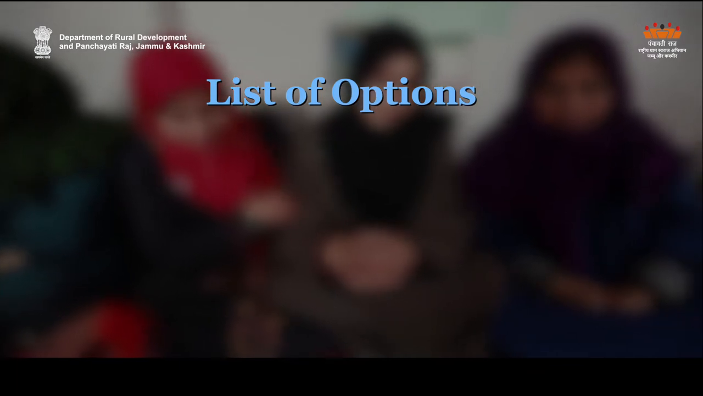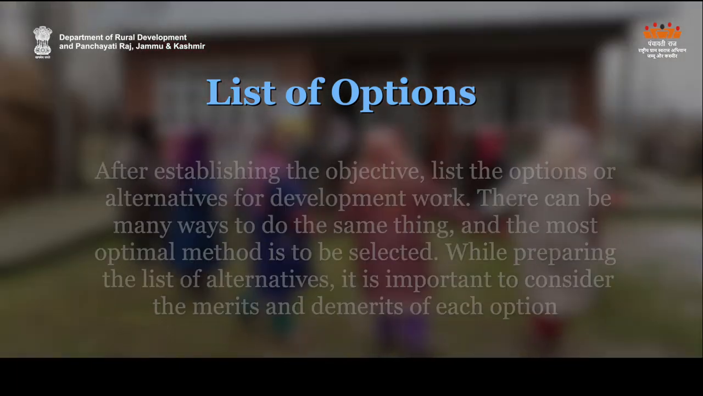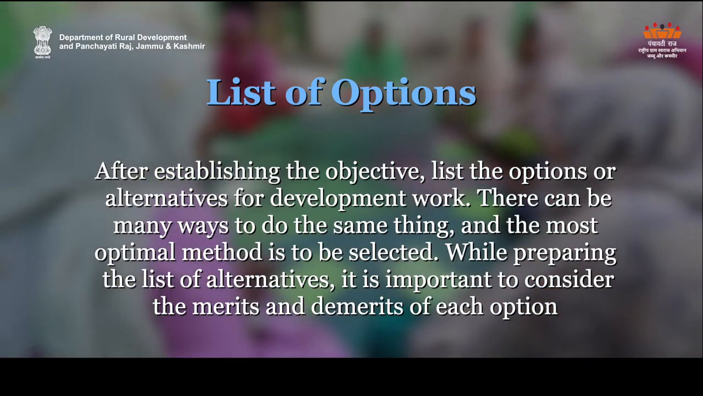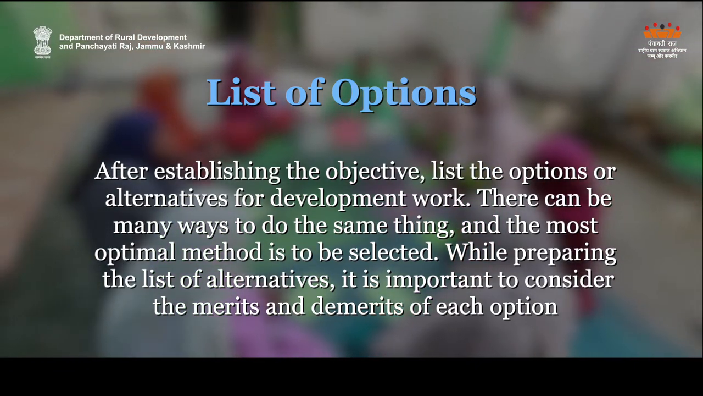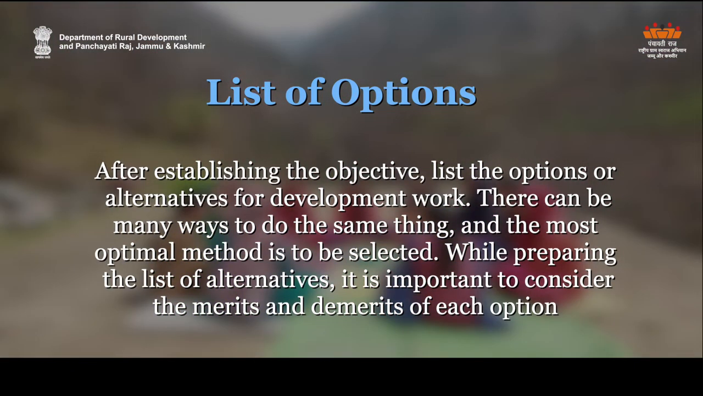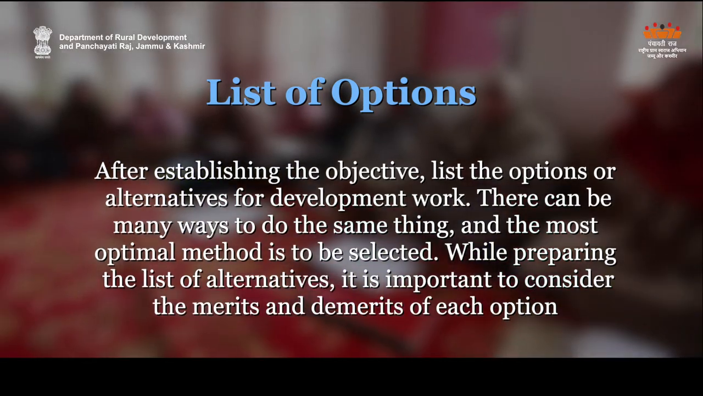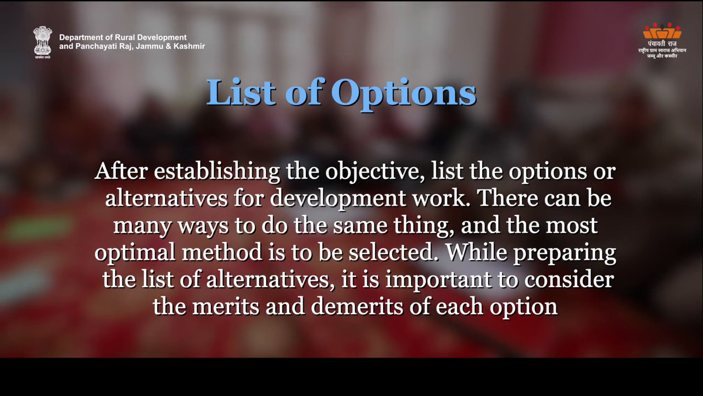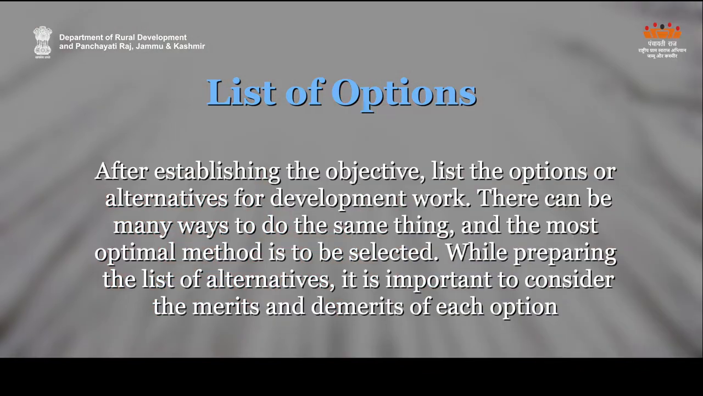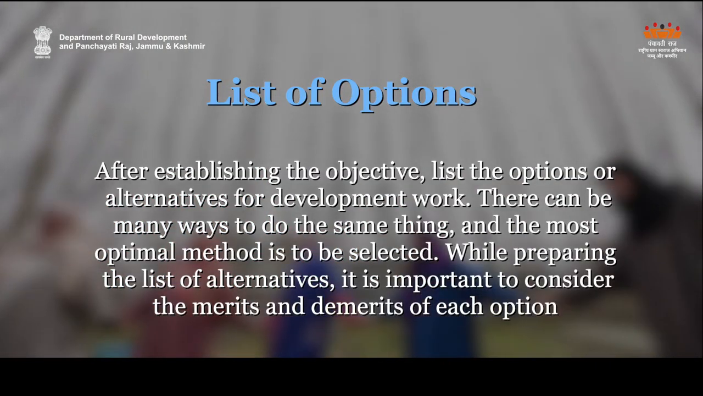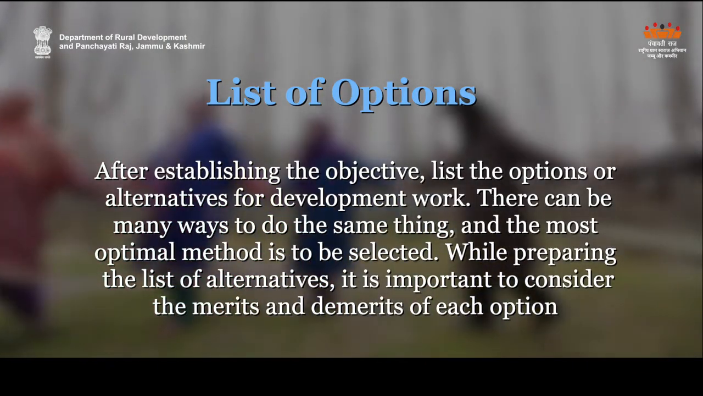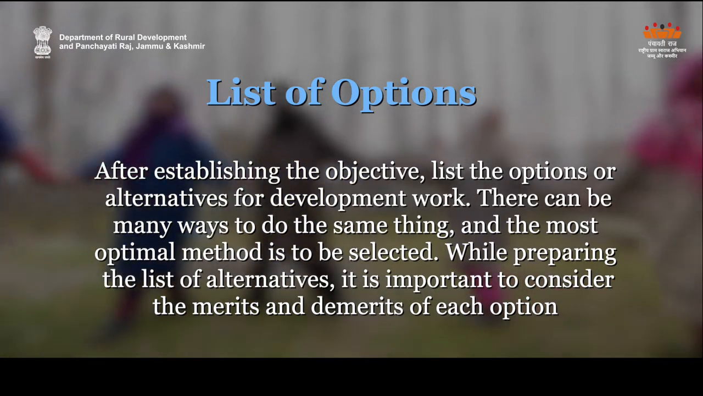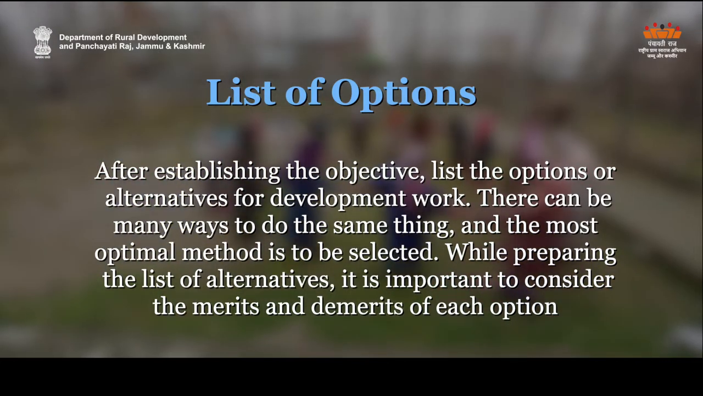List of options. After establishing the objective, list the options or alternatives for development work. There can be many ways to do the same thing, and the most optimal method is to be selected. While preparing the list of alternatives, it is important to consider the merits and demerits of each option.